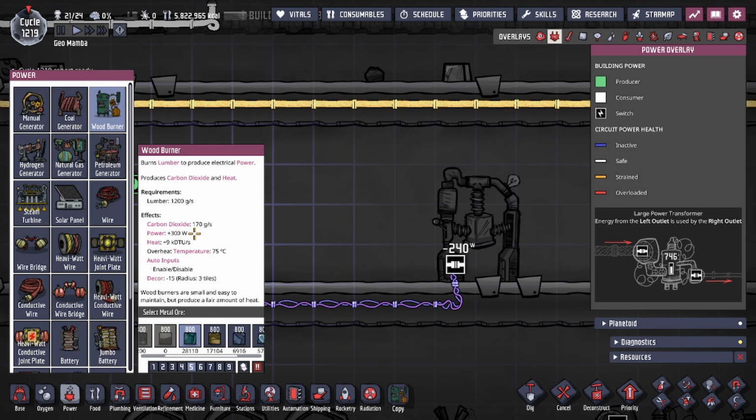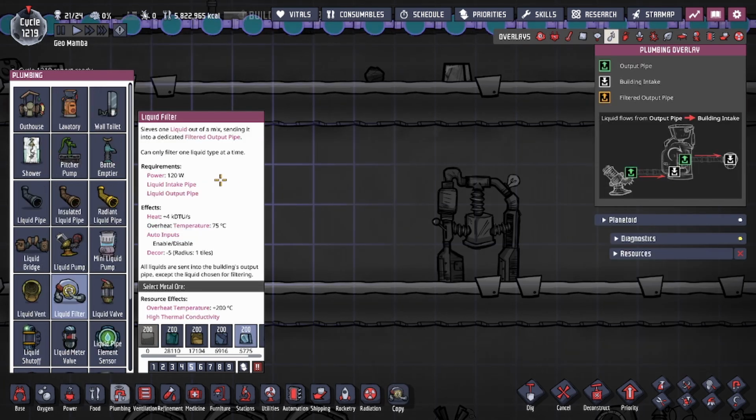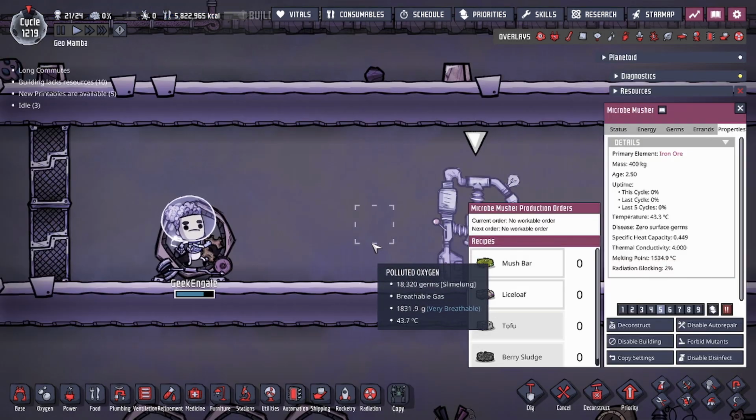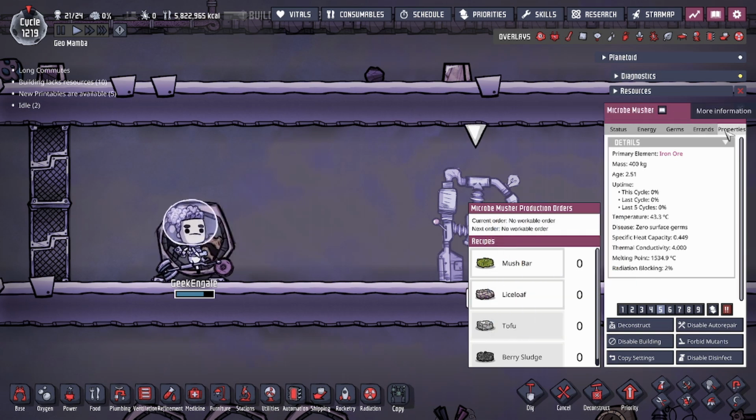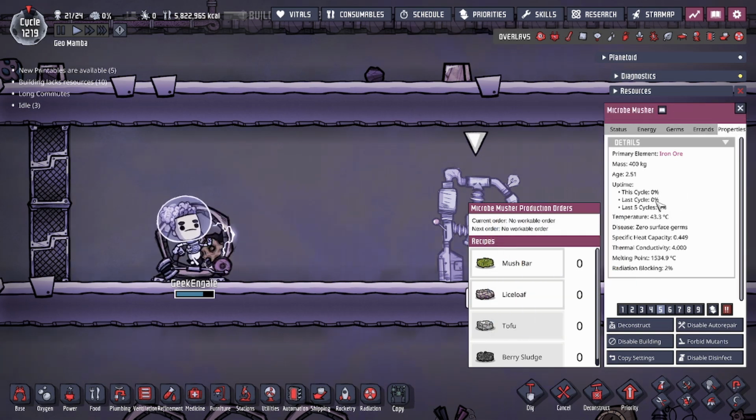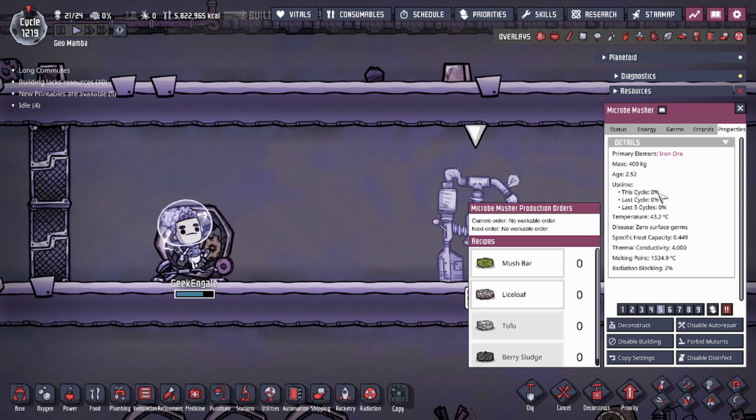Now, of course, that means that the power consumers are going to be on the other side of the tree. It's going to be on the requirements tab. Any building that requires power to operate is going to have power in the requirements, and the wattage over here is, of course, going to be per second, depending on if the building is going to be constantly running or not. And you're going to be able to find that by clicking on a building, going to properties, and looking at the uptime. The uptime of the building is a percentage value of how active it was during the cycle, either the current cycle, last cycle, or the average over the last 5.